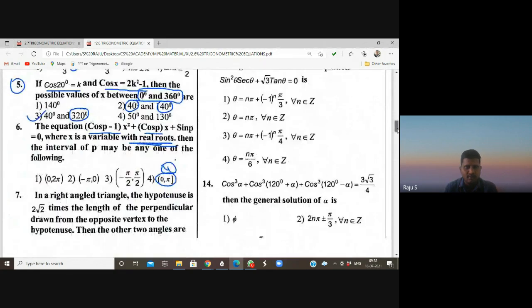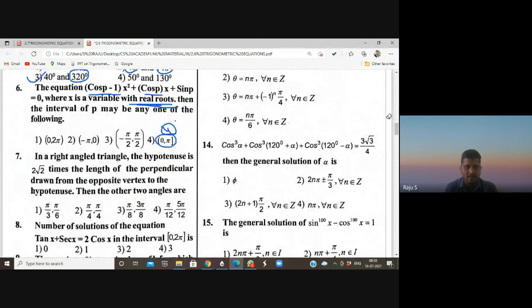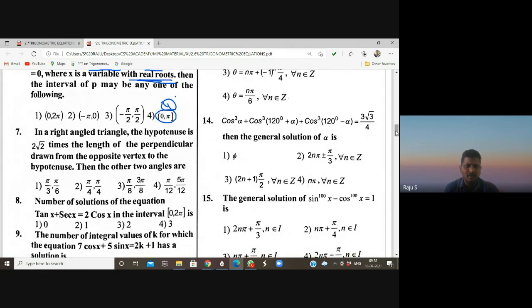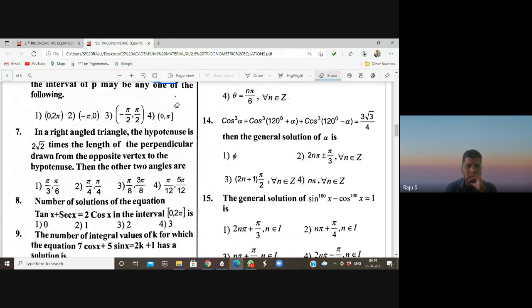Okay, next question. In a right angle triangle, the hypotenuse is 2 root 2 times the length of the perpendicular drawn from the opposite vertex to the hypotenuse. Then the other two angles are? This question you can try, students. I'm telling you, quadratic trigonometric equations are very important as well as very easy. Once you see the hint, you'll get a complete idea about this. So just 1 minute is there.